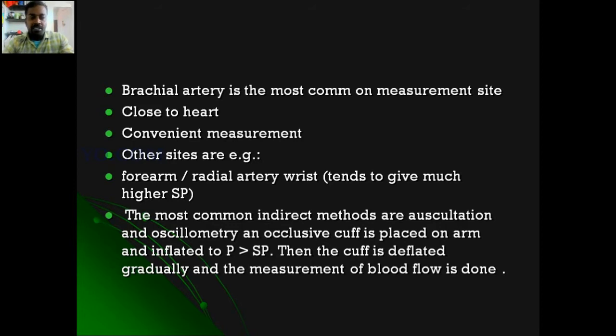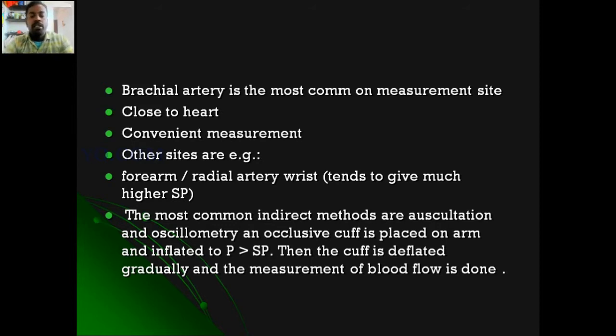The brachial artery is the most common measurement site, very close to the heart. A convenient measurement site is the forearm, the radial artery at the wrist. Here we can feel a higher systolic pressure. When you press for some seconds, you can understand the highest systolic pressure.